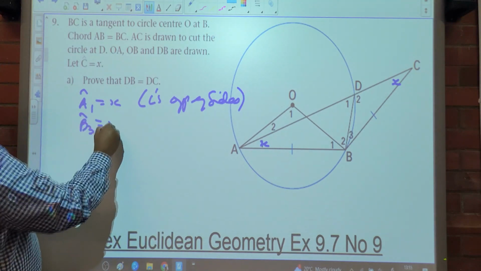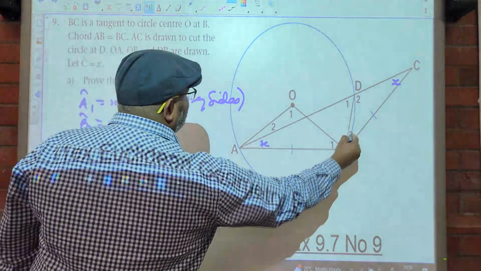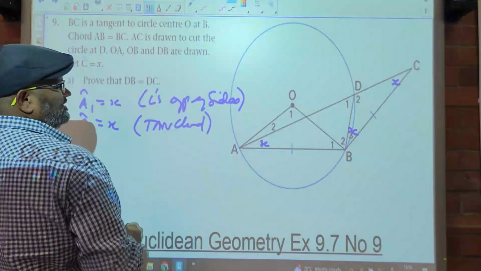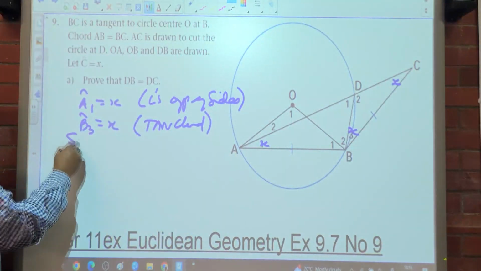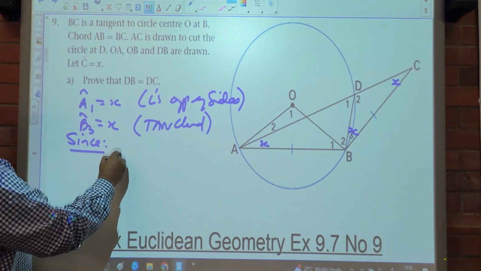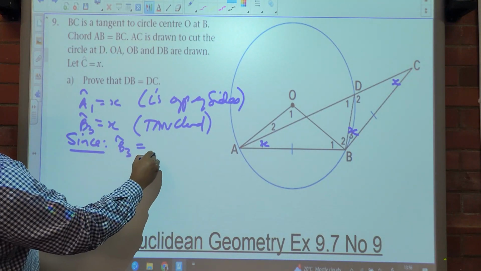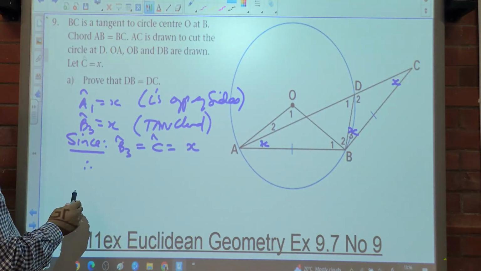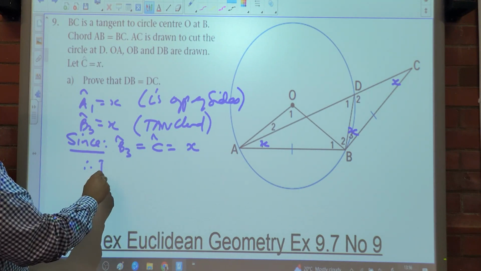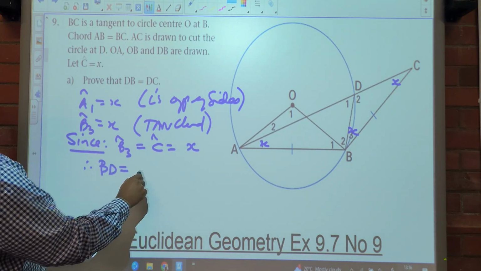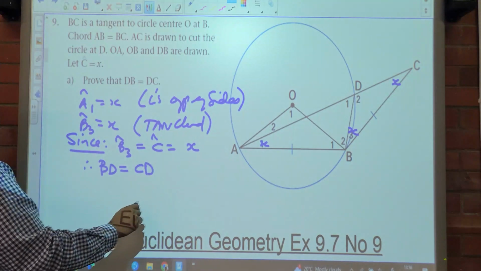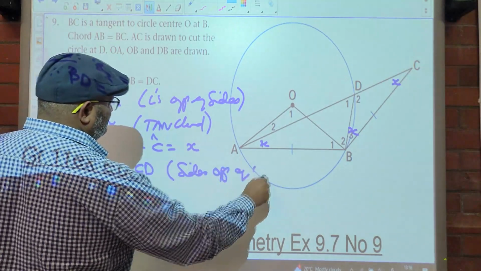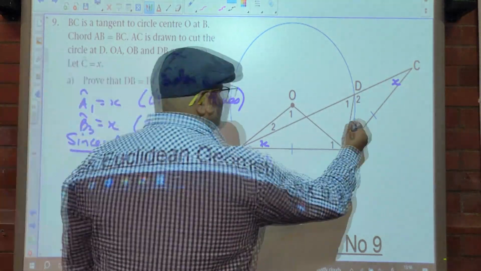B3. Why? Tan chord theorem. Okay. Now, since B3 is equal to angle C, which is equal to X, therefore, sorry, DB is equal to CD. Why? Sides opposite equal angles. Okay, we'll carry on tomorrow with this, okay?